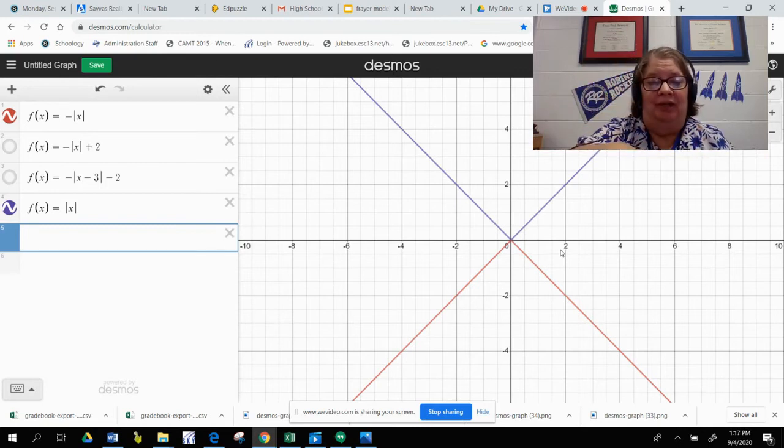Takes a V, reflects it. A negative in front. It does that for a parabola, does that for a square root, does that for every function. A negative in front reflects across the x-axis or flips it upside down.